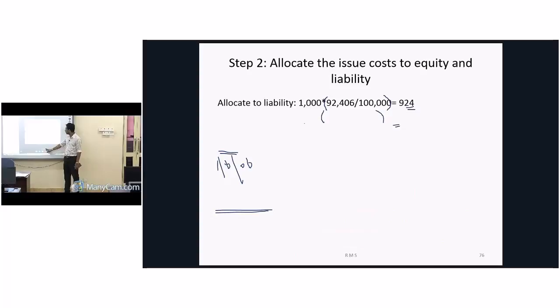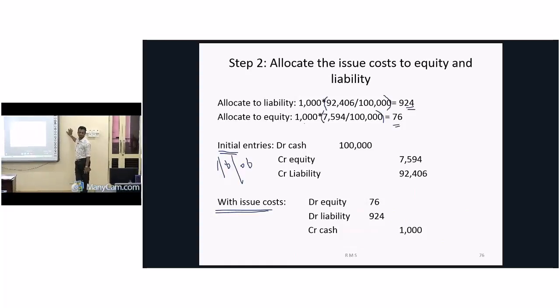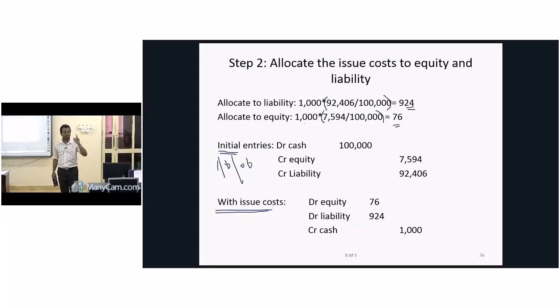That is done already. Look, but now the question: if you do so, we will have a problem. There was an issue cost of how much? 1000. Is that issue cost for equity or for liability? Issue cost should be split proportionately, not only for liability or equity. Since we see both, that issue cost also should be apportioned proportionately.